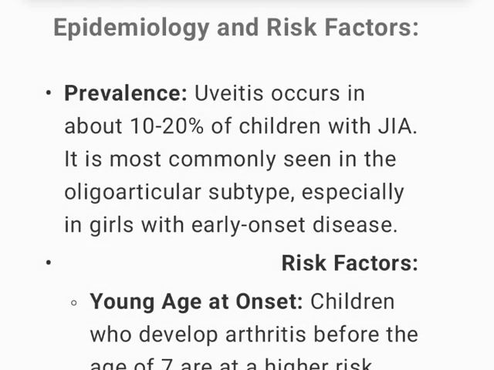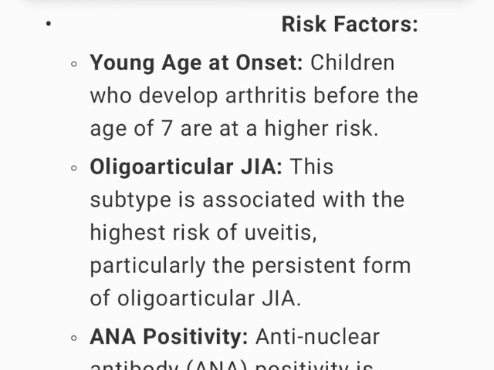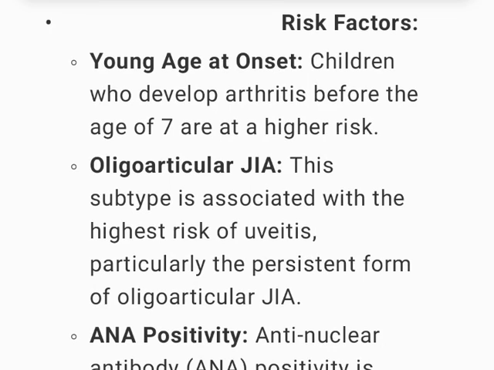Epidemiology and risk factors. Prevalence: uveitis occurs in about 10 to 20% of children with JIA. It is most commonly seen in the oligoarticular subtype, especially in girls with early onset disease. Risk factors: young age at onset. Children who develop arthritis before the age of 7 are at a higher risk.